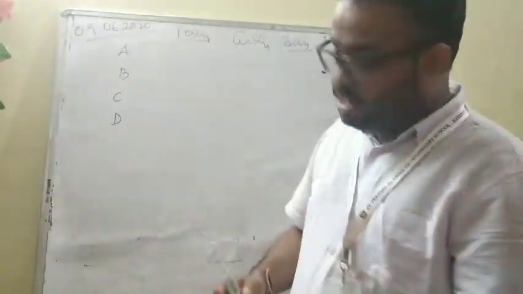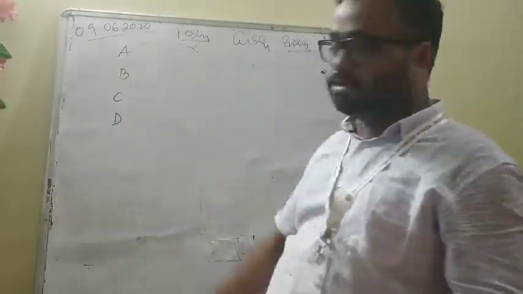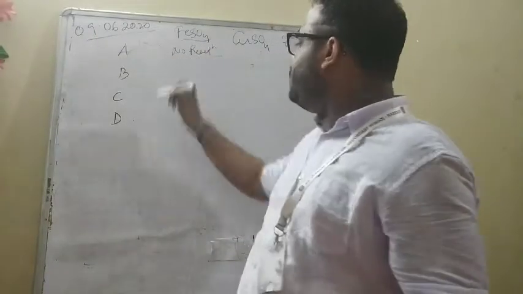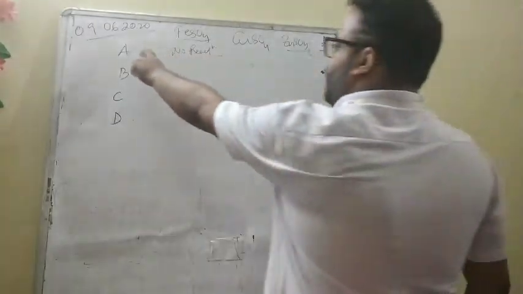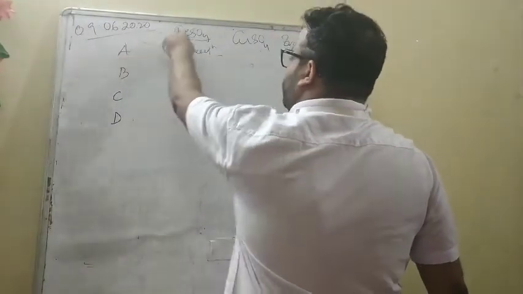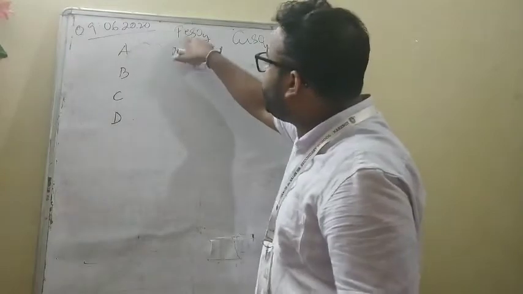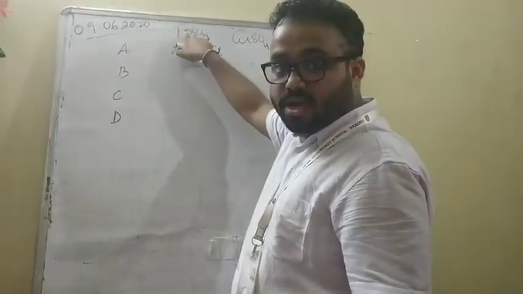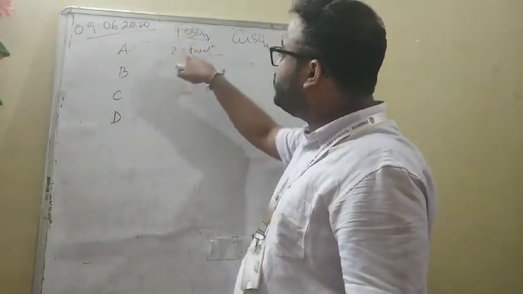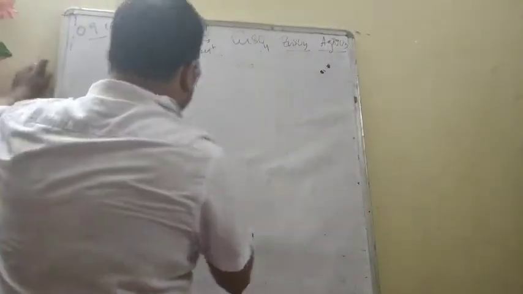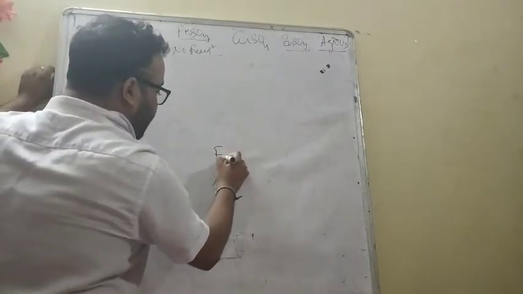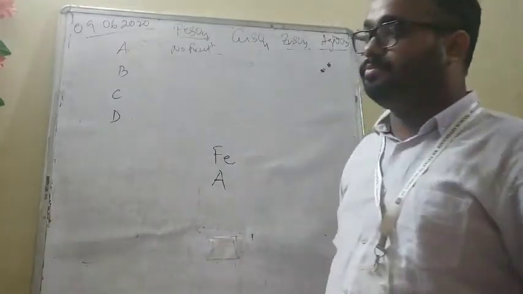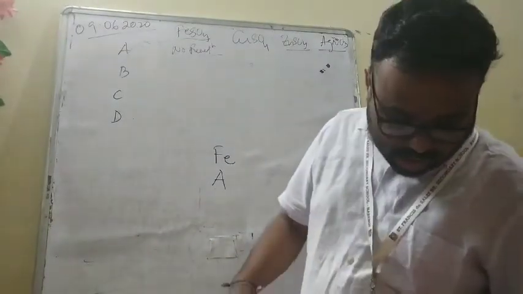Now A has no reaction with this. Here no reaction is given. What do you mean by no reaction? It means he cannot react, which means he cannot replace Fe, which means he is less reactive than Fe. He is less reactive than Fe because he cannot replace Fe and hence it is no reaction. So I can write that A is less reactive than Fe. I can write A under iron like this. Clear?